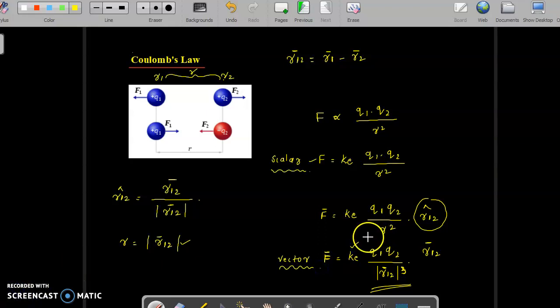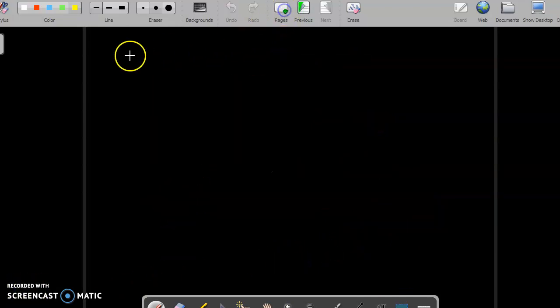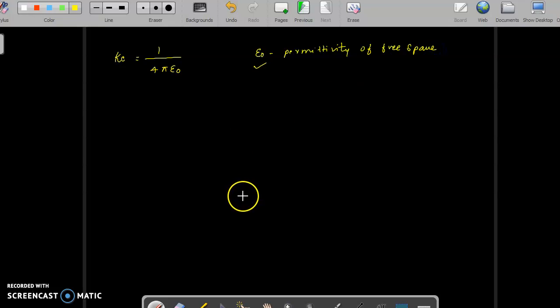Where K is the electrostatic force constant or electrostatic constant. Coulomb's constant is given by Ke equal to 1 by 4 pi epsilon naught, where epsilon naught is the permittivity of free space, of vacuum. Epsilon naught is the capability of an electric field to penetrate a vacuum.